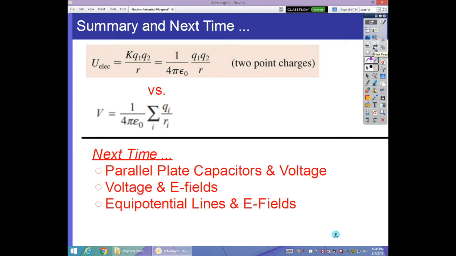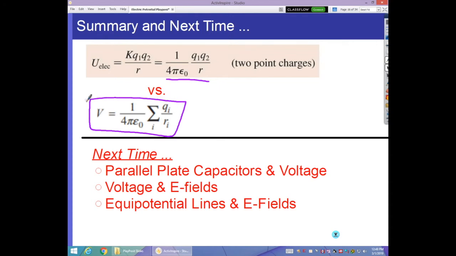All right, next time, so the big summary here is that we can calculate our potential energy from 2 point charges this way. If we just have one charge or an arrangement of charges, the potential per unit charge, or our voltage, is given this way with just 1 Q. And again, that's very similar to how we had a force with 2 Qs and how we had an electric field with only 1 Q. It's a very similar idea. So next time we do this, we'll talk about parallel plate capacitors, voltage and electric fields, and equipotential lines and the relationship to electric fields.